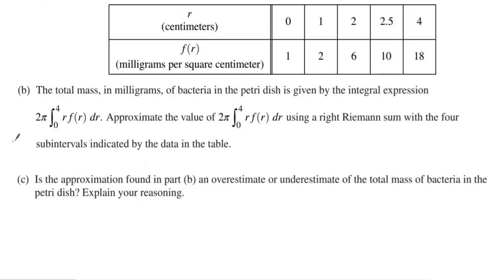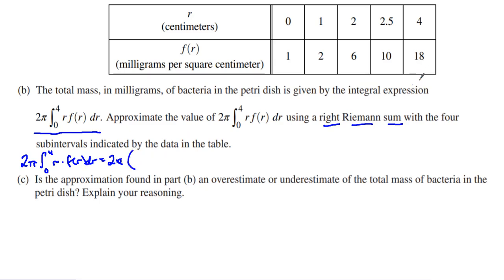Then we go on to part B. Part B gives us the integral from 0 to 4 of r times f of r dr, times 2 pi at the end, and we need to use a right Riemann sum in order to do this. So when we have 2 pi times the integral from 0 to 4 of r times f of r dr, we're doing 2 pi times the right Riemann sum.